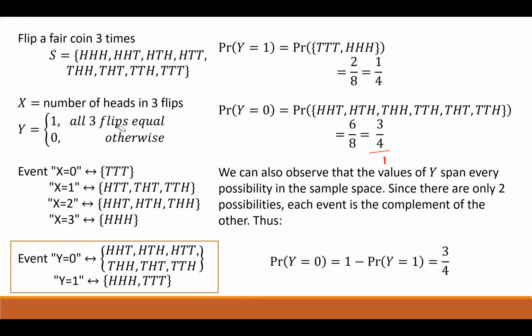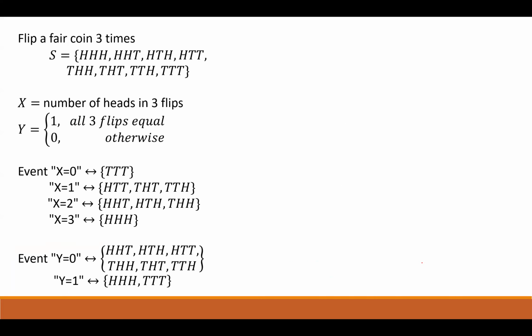Okay, so when this is the case, we can use the complement rule. We only have 2 non-empty values for our random variable. All right, questions so far?